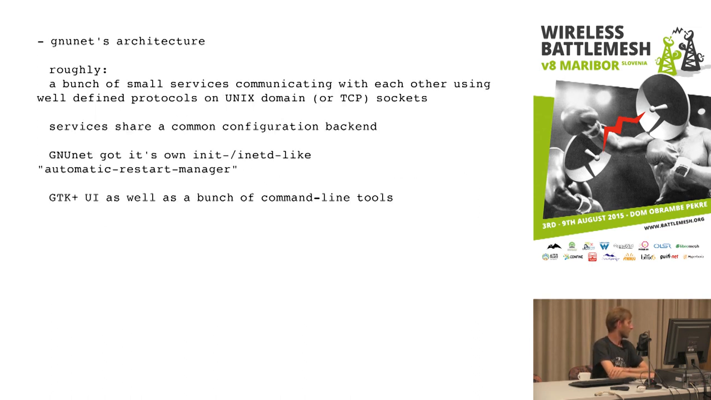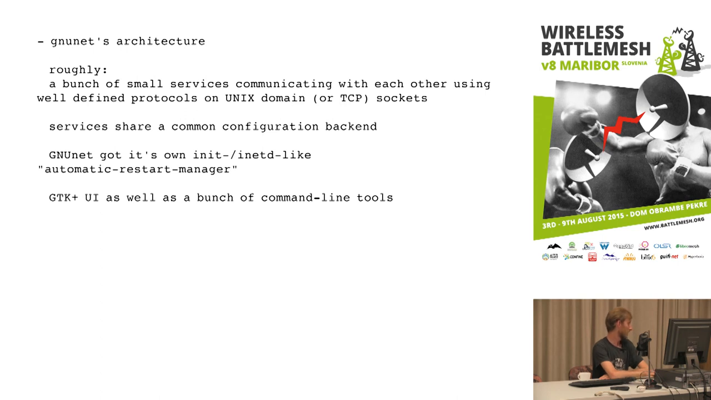So what I just said, it's basically just a bunch of services communicating with each other using well-defined protocols on Unix domain sockets or using TCP in case Unix domain sockets are unavailable, which is the case, for example, on certain operating systems or when interoperating with high-level languages which might not support Unix domain sockets.